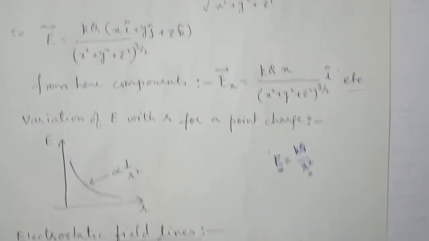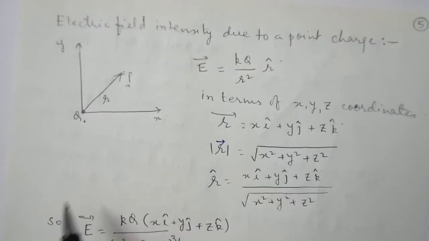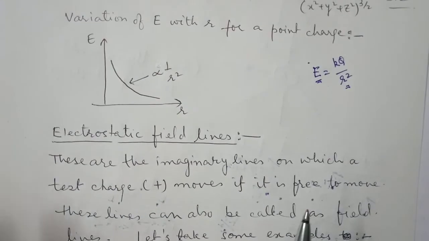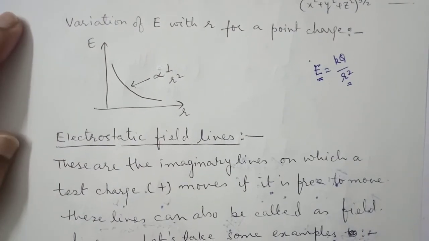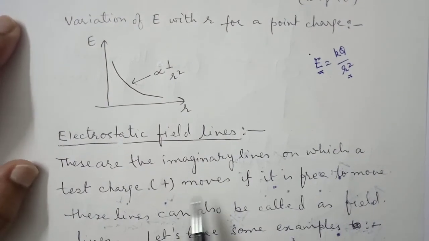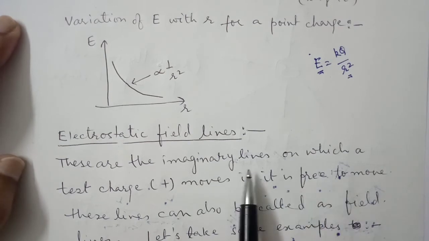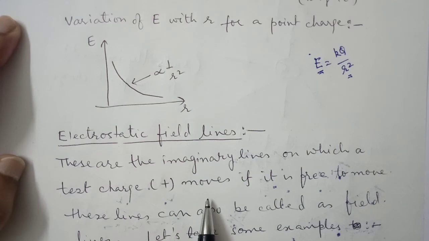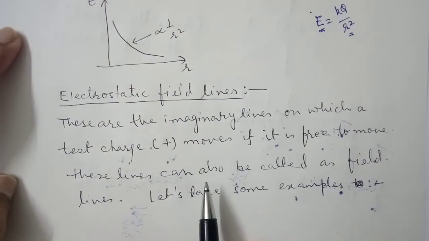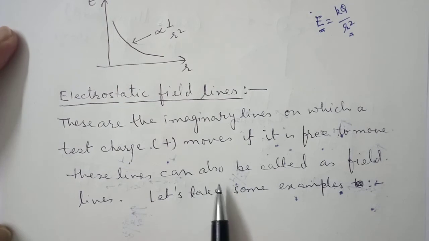Now let me go ahead. As I said, I will explain why this direction in this topic. Electrostatic field lines. Electrostatic field lines are the imaginary lines on which a test charge moves if it is free to move. These lines can also be called field lines.